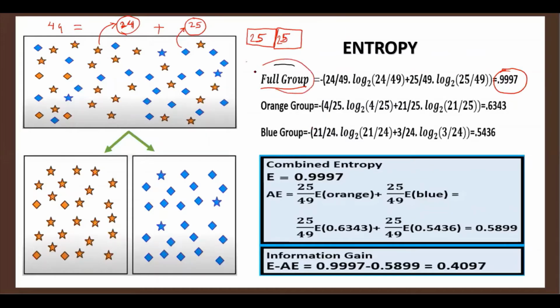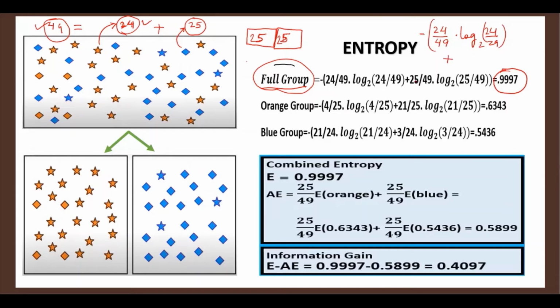Now for the full group, you just need to count the total number of stars here. 24 we have written. The total, out of total, you can write this way. Let me write one so that you can see and understand, because time and again we'll use this in the next two classes as well, maybe next class. 24 by 49. The 24 comes from here, 49 comes from here. 49 is the total. Then log 24 by 49. So easy to remember. Of course, base 2. Then you multiply by minus sign, plus.